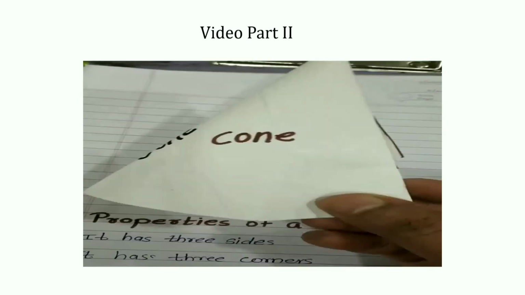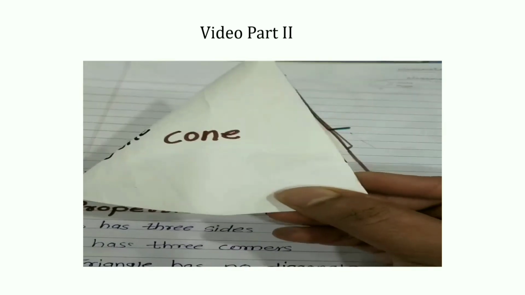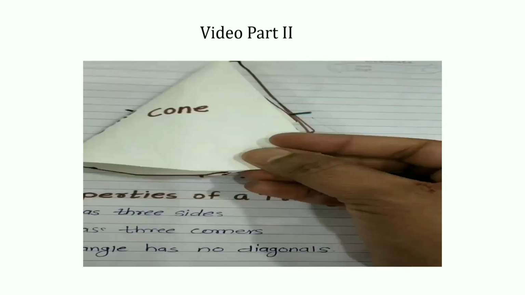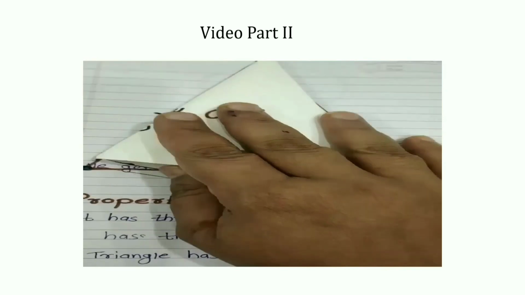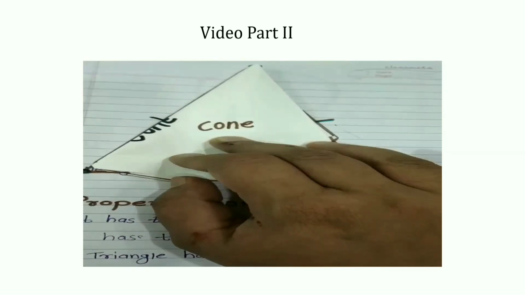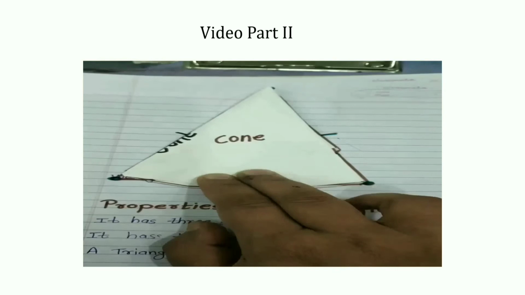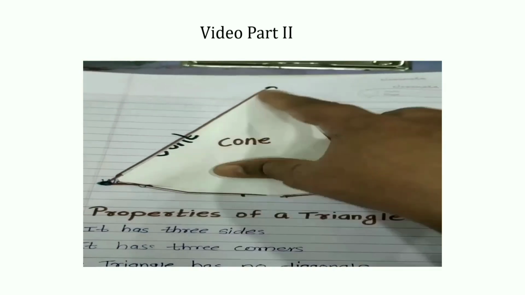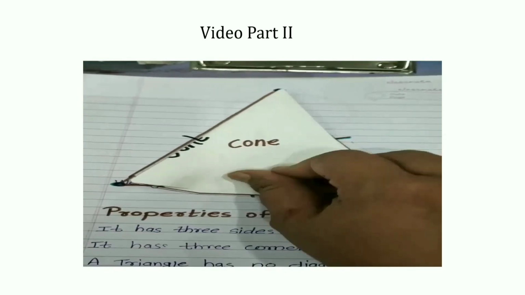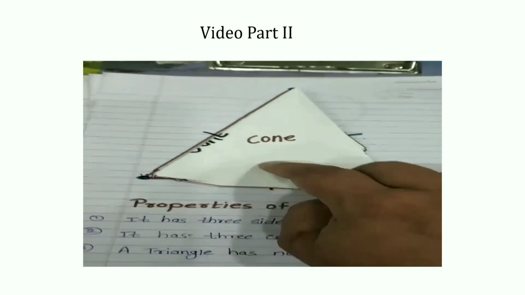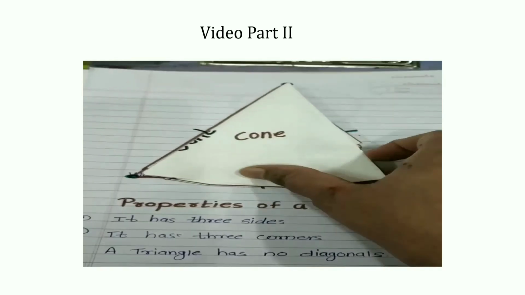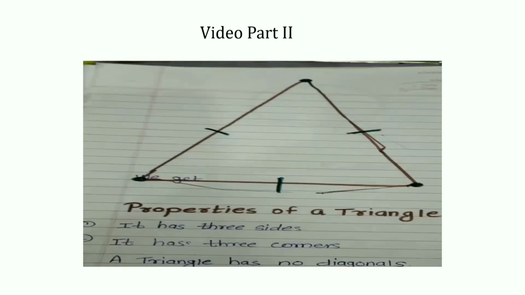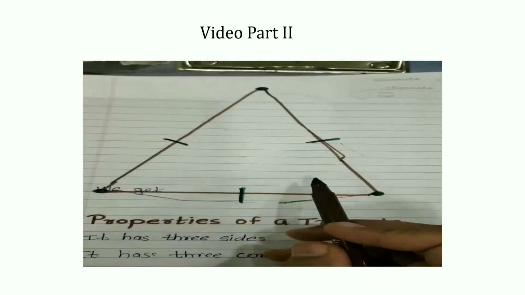Now let us take an object in the shape of a cone. We will trace the curved face of a cone on a sheet of paper. When we trace the curved face of the cone on a sheet of paper, we will get a three-sided shape. It is called a triangle.